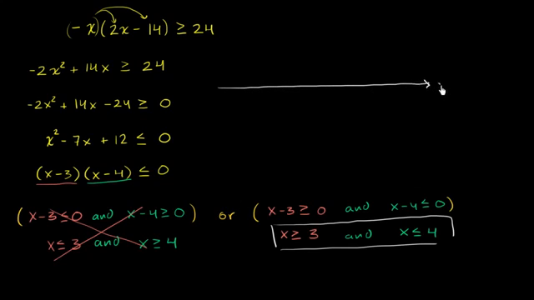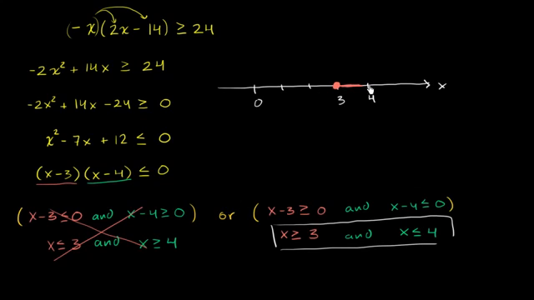So if this is our possible values of x, let's say that that is 0. So this is 1, 2, 3, and 4. X could be greater than or equal to 3, but it also has to be less than or equal to 4. So we can't just go past 4.